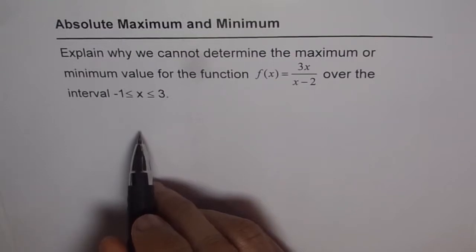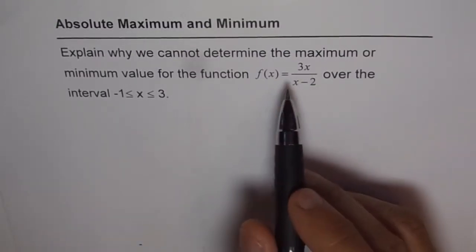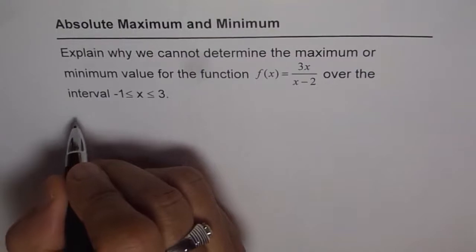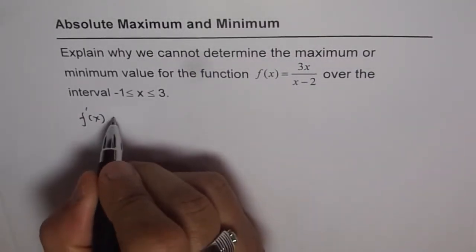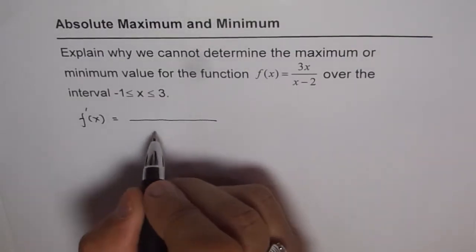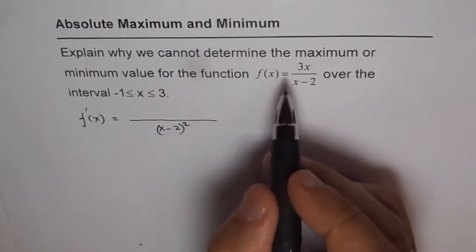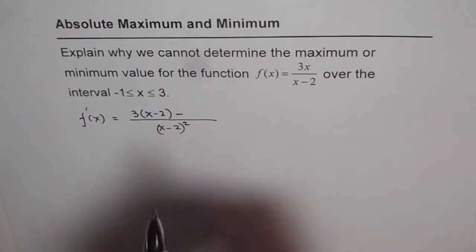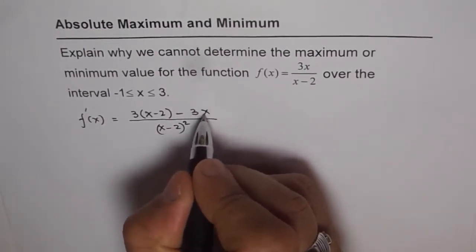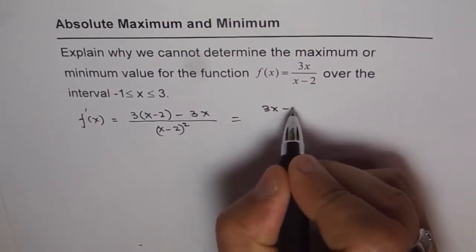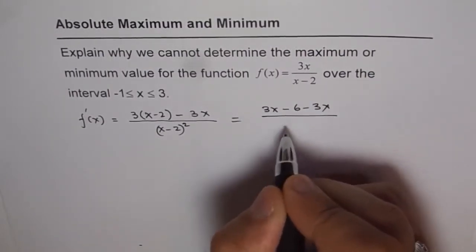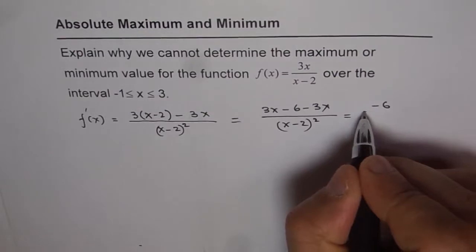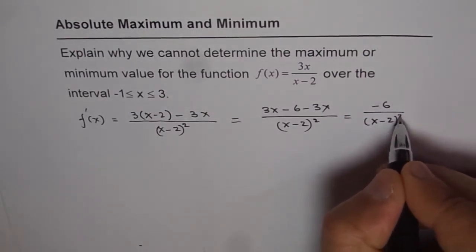But we have a possibility of finding a maximum or minimum within the domain where f dash x could be 0 or undefined. So let's find the derivative of the function. f dash x will be equal to, we'll apply the quotient rule here. We get the denominator as x minus 2 whole square. Derivative of the numerator term is 3 times the denominator, which is x minus 2, minus the numerator 3x times the derivative of the denominator, which is 1. So we get 3x minus 6 minus 3x over x minus 2 whole square, which is 3x minus 3x is 0. So we are left with minus 6 over x minus 2 whole square.